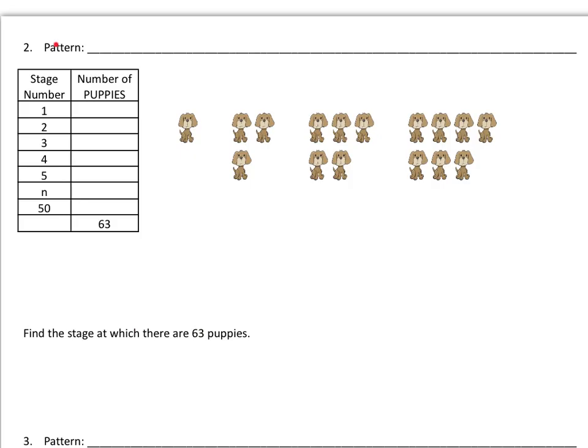Now let's take a look at number 2. We have puppies with 4 stages shown. See if you can fill in the table, figure out the pattern, fill in the general equation, stage 50, and after 63 puppies, what stage would you be on? Okay. Take a moment to try to do that. Otherwise, let's start by filling in the first 4 stages. Pause it and try, and then let's check it out.